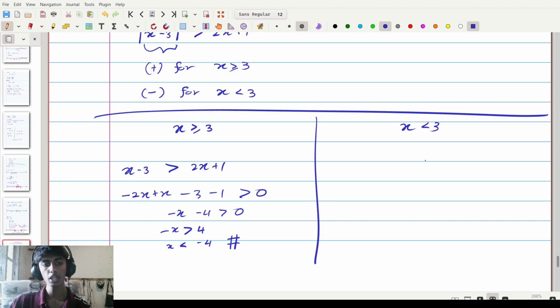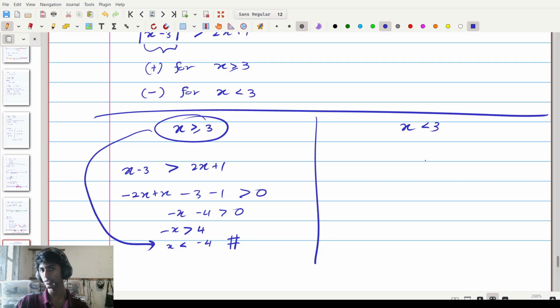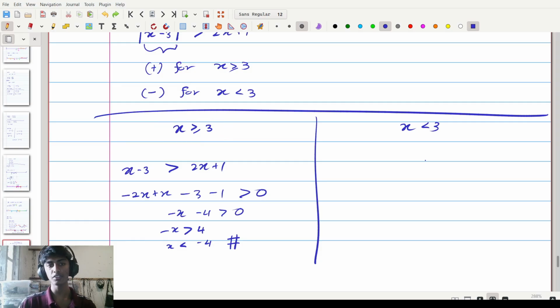Why is it impossible? Because in order to get to this point, we had to first assume that x is greater than or equal to 3. For x greater than or equal to 3, it is impossible for x to be less than negative 4, in which case this expression here is invalid.